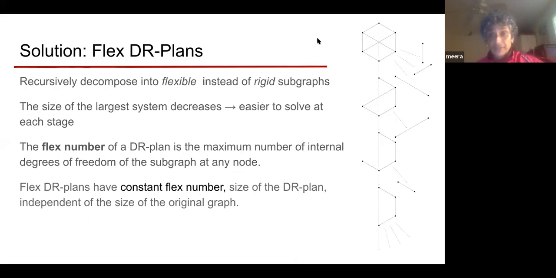So the solution that we came up with, which is work with Mingyu Kang, is to, instead of insisting that the DR plan decompose into rigid subgraphs, allow flexible subgraphs, or not rigid subgraphs. Although I'm giving you an example of a non-planar graph, we're going to be using it for planar graphs. So this is K33.